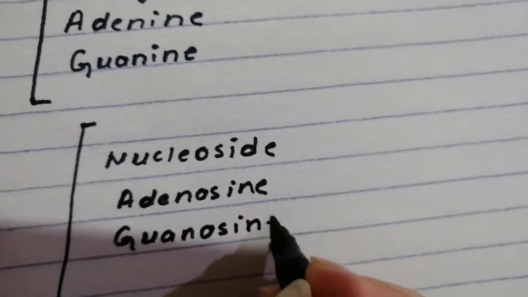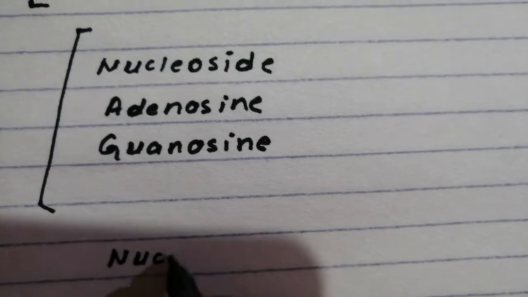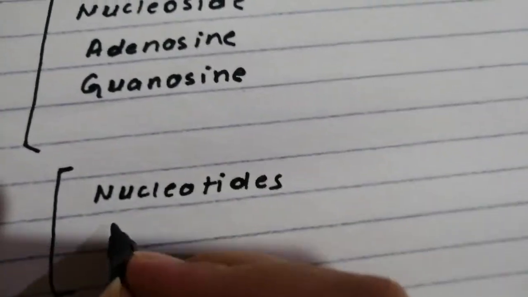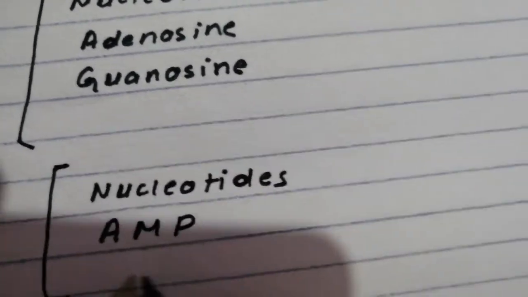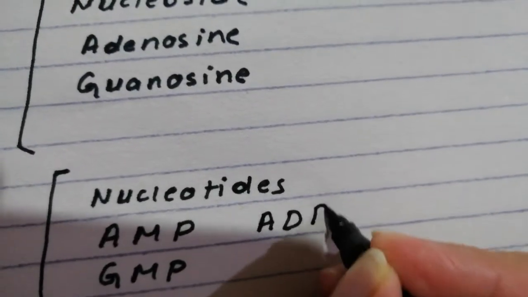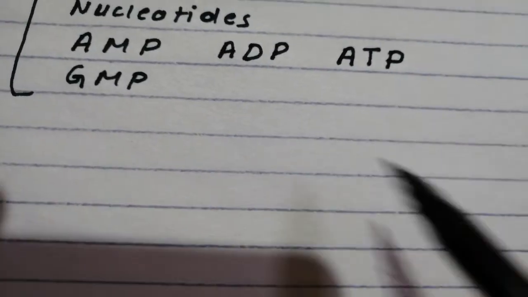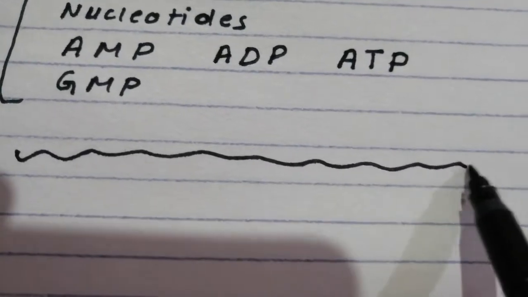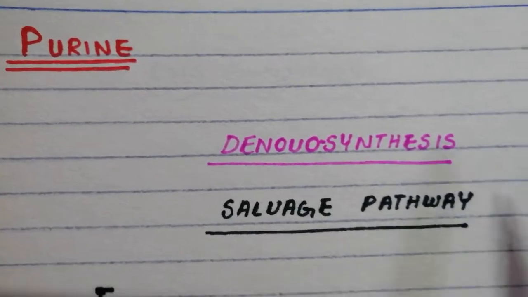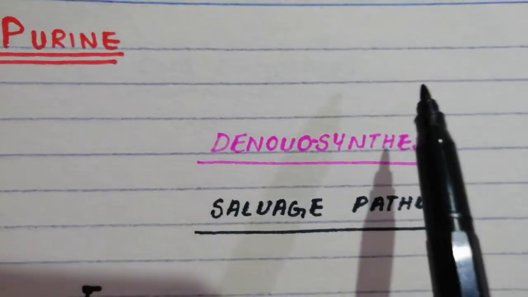Then we talk about the nucleotides, which include phosphate, and we can have 1-phosphate, 2-phosphate or 3-phosphate. All three are examples of nucleotides. So we write adenosine monophosphate, guanosine monophosphate. We might also write adenosine diphosphate and adenosine triphosphate. So I'm hoping you've got the basics down. So when we talk about the synthesis of the purines, what are the basic raw materials that we absolutely need?